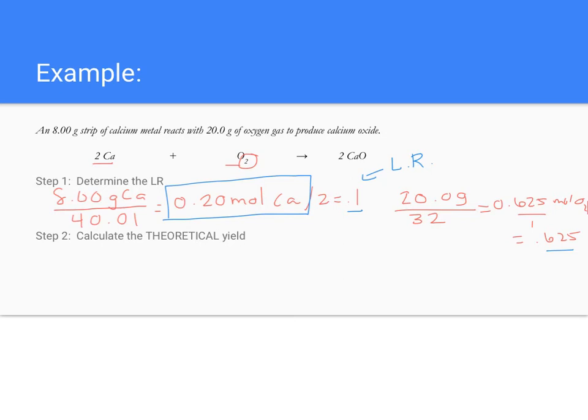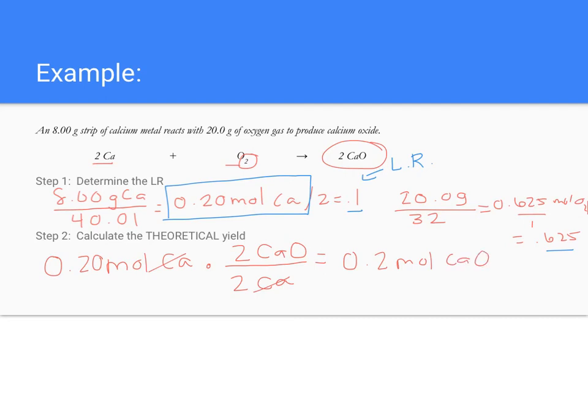Now that I've determined the limiting reagent, I can go ahead and calculate the theoretical yield. Remember, the theoretical yield is always determined by doing stoichiometry. So I'm going to start with my 0.2 moles of calcium. I'm trying to find out how much calcium oxide I have, so I'm going to multiply by the ratio, which is 2 calciums to 2 calcium oxides. That cancels, so I end up with 0.2 moles of calcium oxide.